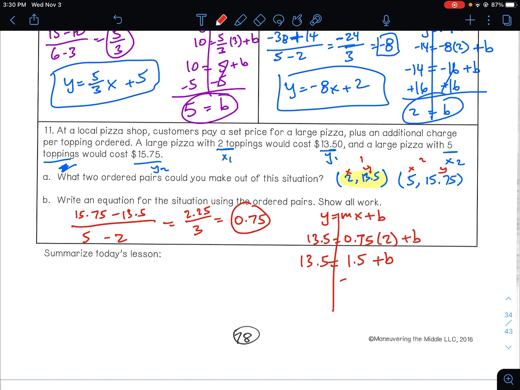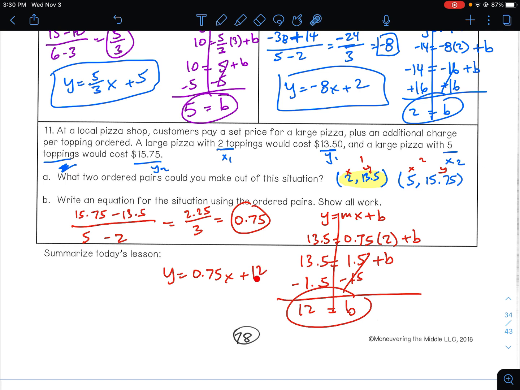Get the b by itself by subtracting 1.5. That cancels. That equals 12. So b equals 12. So my equation would be y equals 0.75x plus 12. And what this means is that the pizza costs 12, and then it's 75 cents per topping. And that's my equation.